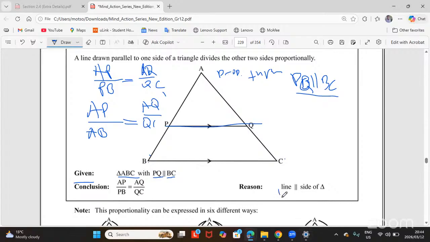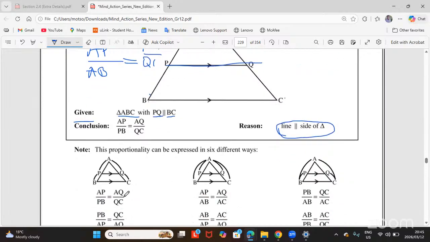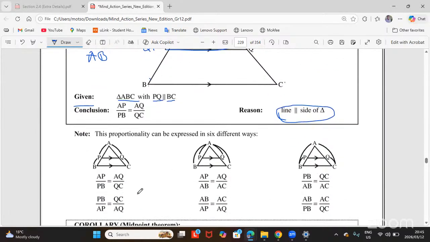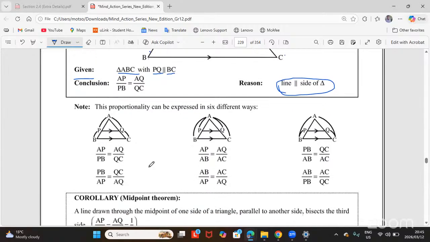Or this reasoning is also acceptable: you can say that there is a line that is parallel to a side of a triangle. Fine. We can move to some extra notes whereby you can just play around with this proportionality theorem with the sides. You play with the sides.